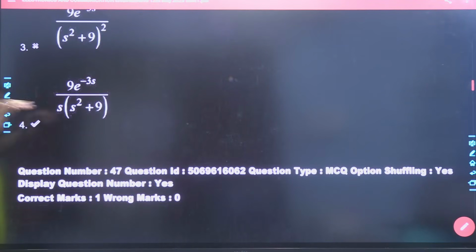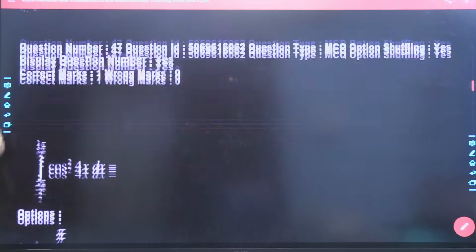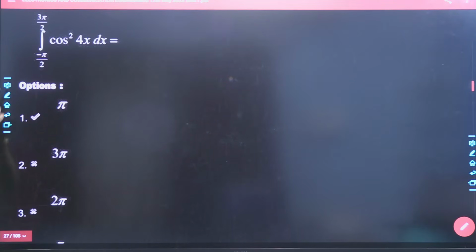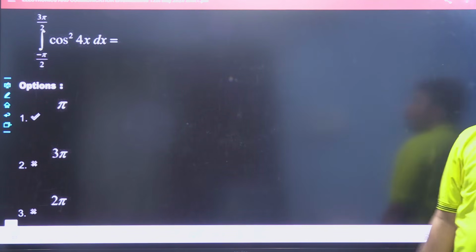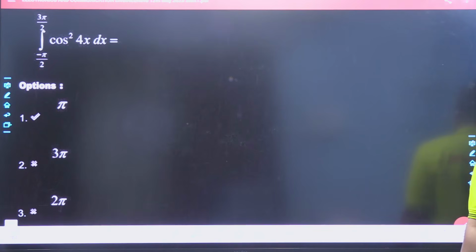So this would be the answer number 4. Now let's see question number 47. You need to take an integration of cos square 4x from minus pi by 2 to 3 pi by 2.